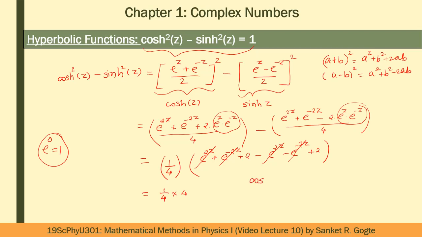and therefore we have proved the relation hyperbolic cos square z minus hyperbolic sine square z is equal to 1. So this is how we can prove the relation. We can use similar method to prove other relations involving trigonometric functions of complex numbers and hyperbolic functions. I encourage you to solve more and more problems to get the confidence in handling these kind of problems.